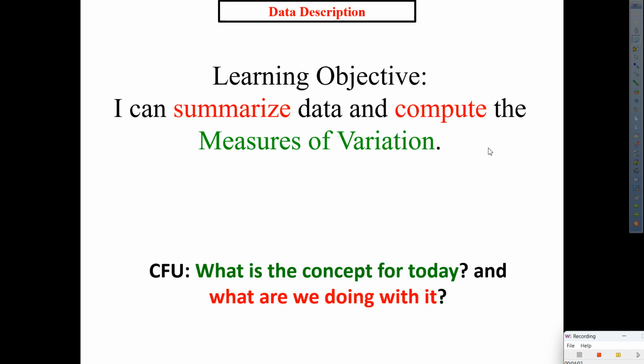All right, get a Cornell note ready, please. And our objective for today: I can summarize data and compute the measures of variation.